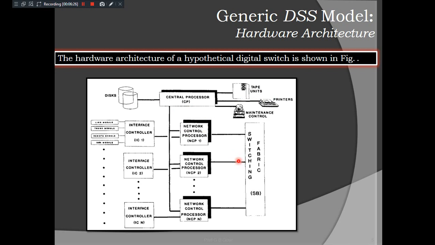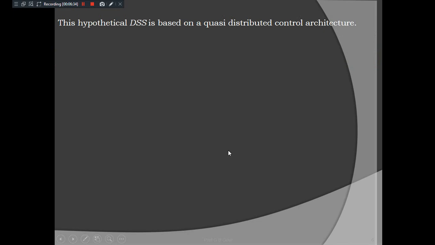So guys, you have to neatly practice the block diagrams here. So let us see how to explain each of these things. The hypothetical DSS is actually a quasi-distributed control architecture. In the last session, with respect to the same diagram, I explained what we mean by quasi-distributed control architecture. So one thing we can figure out here is a very rough explanation for quasi-distributed.